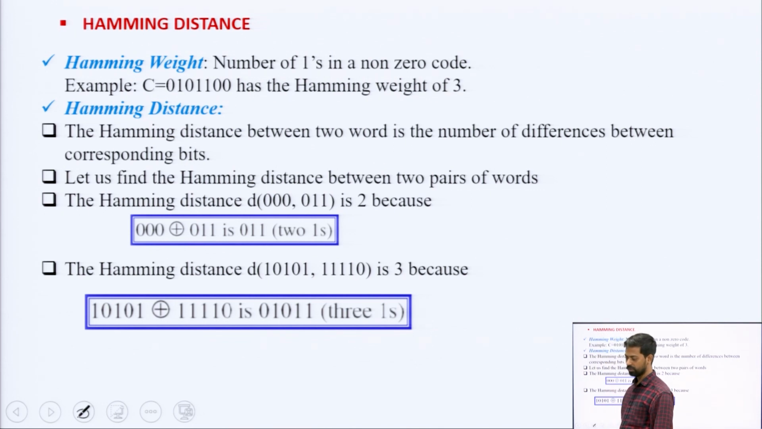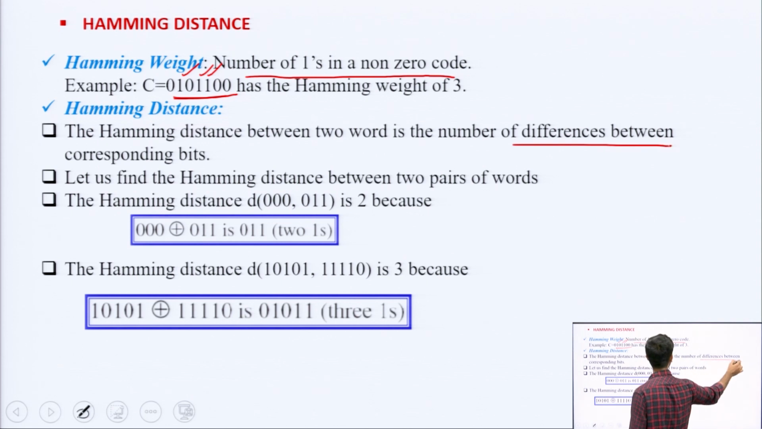Next, some terms we should know, that is Hamming weight and Hamming distance. Hamming weight is nothing but the number of ones in a non-zero code word. For example, if this is the non-zero code word, the number of ones is 3, that's why the Hamming weight is 3. Similarly, what is Hamming distance? The Hamming distance between two words is the number of differences between corresponding bits.